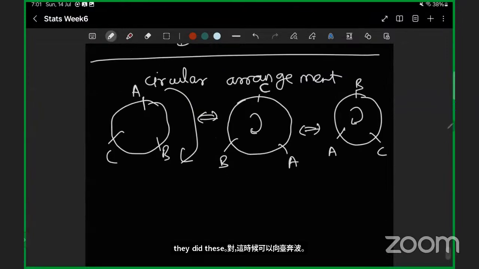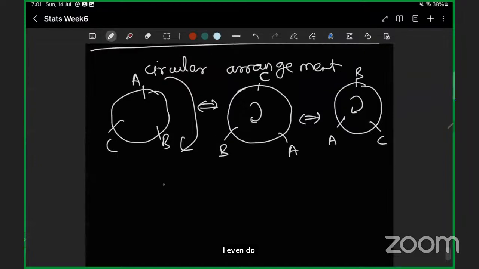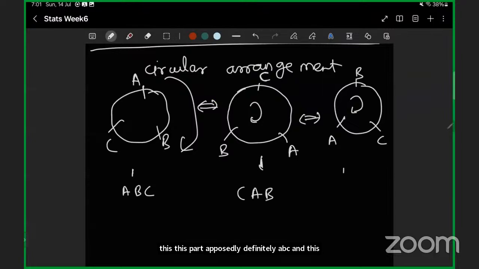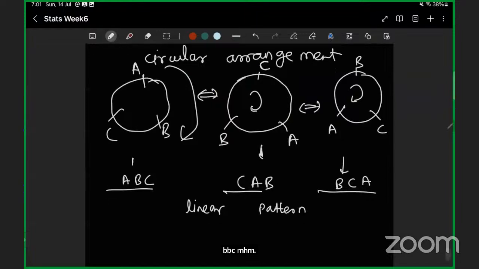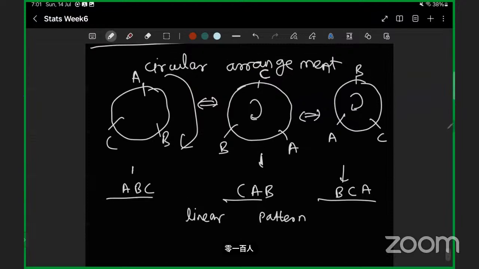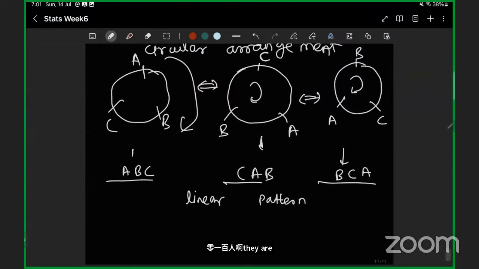So what is the difference? In a linear pattern, if I write A B C, and if I start from the top, this is C A B, and this one is B C A. So all these arrangements are different in a linear pattern. But in a circular arrangement, they are the same. They all represent the same thing.